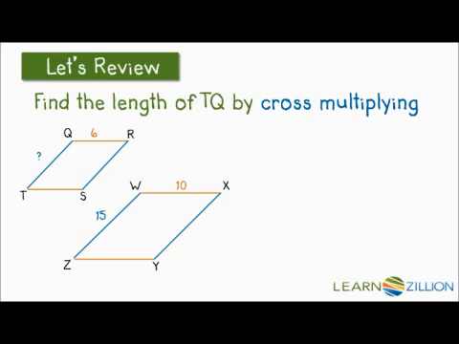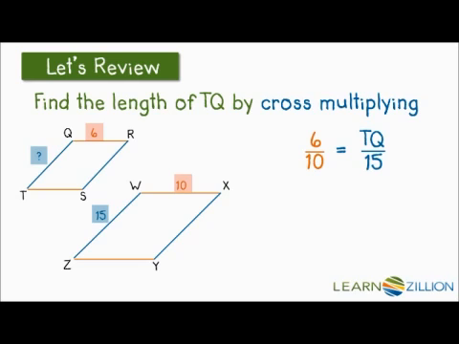The sides QR and WX are corresponding sides, so the lengths 6 and 10 can be written in a ratio. The sides TQ and ZW are also corresponding sides, so their lengths can be written in a ratio as well. Notice that the shorter side is written in the numerator of each ratio.